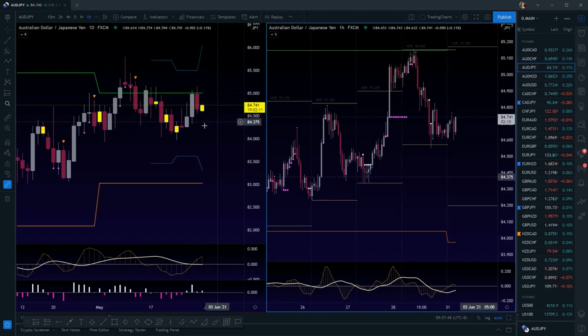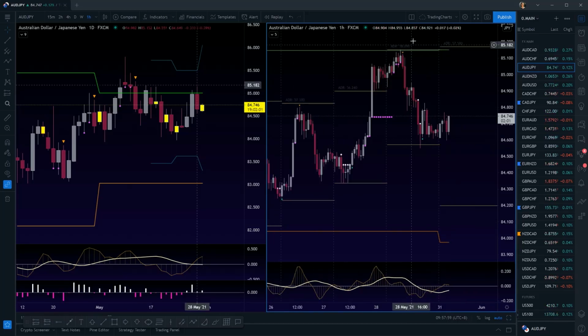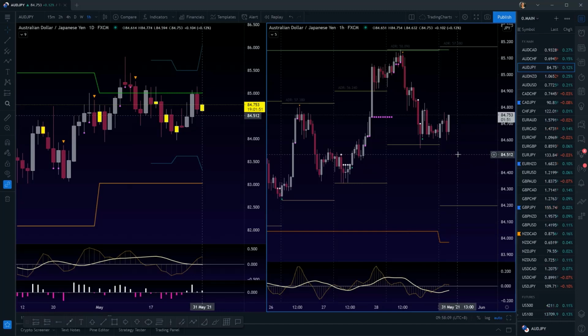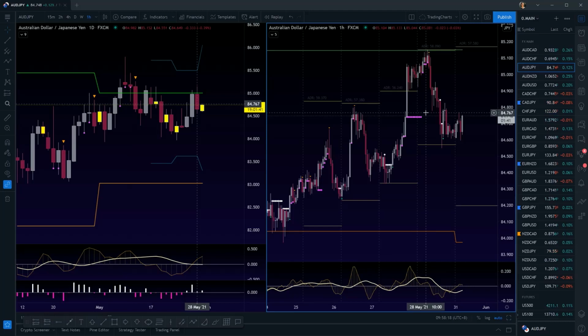Aussie Yen, this is an impulse down, hit ADR. This is the average daily range, so I'm adding it to my charts just to see those levels. And yeah, this is not really a swing. Is it swing? Yeah, so this one is a bit tough to trade, so let's not trade this.